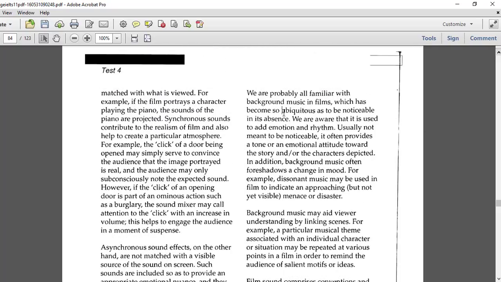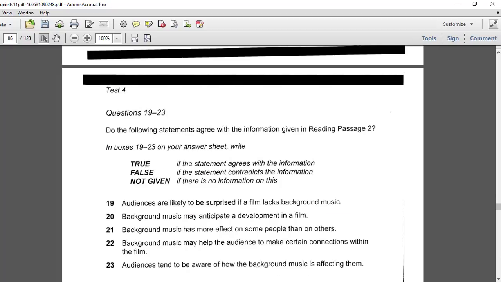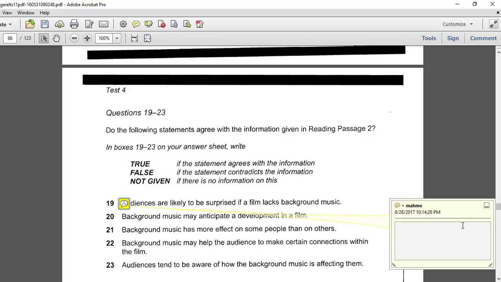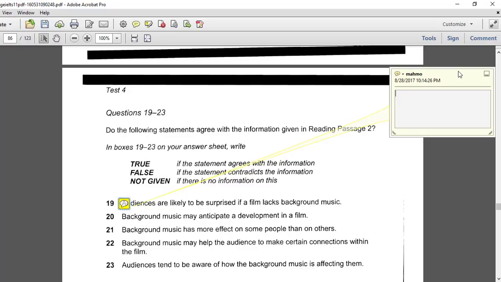It says here, which has become the music which has become ubiquitous, means it is very familiar, to be noticeable in its absence. So if it's absent, it will be noticed. The audience will feel there is something wrong. Okay? So what does it say here? Audiences are likely to be surprised if a film lacks background music. Yes, of course, true. This is what the passage says. It's ubiquitous. True.